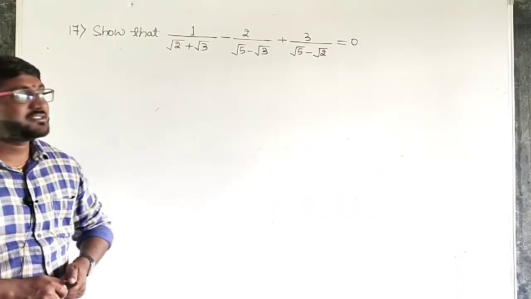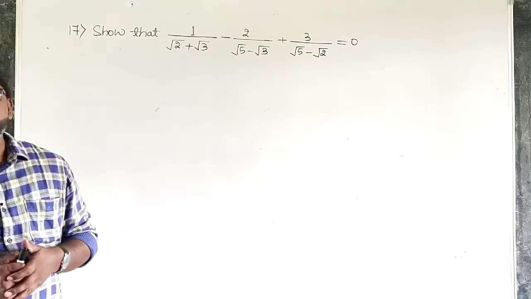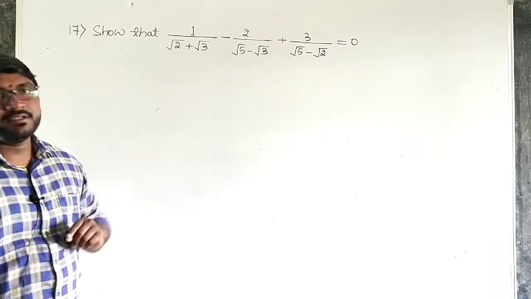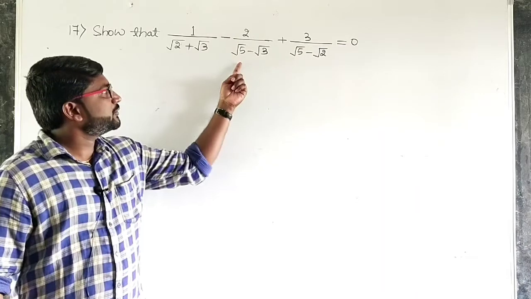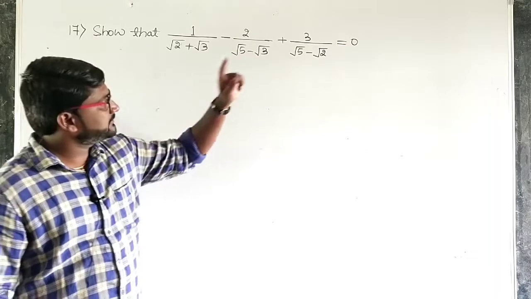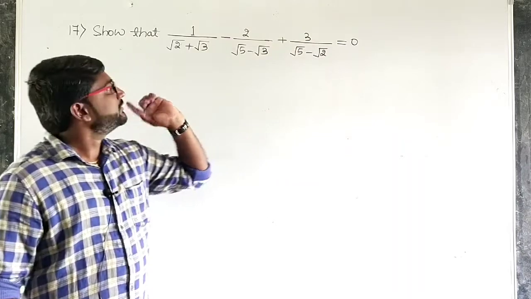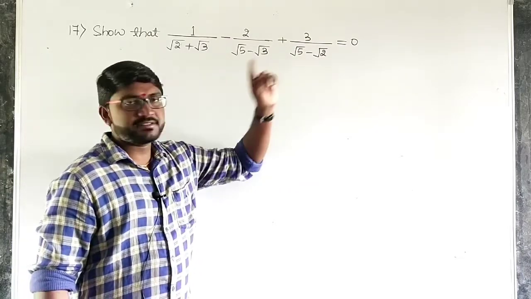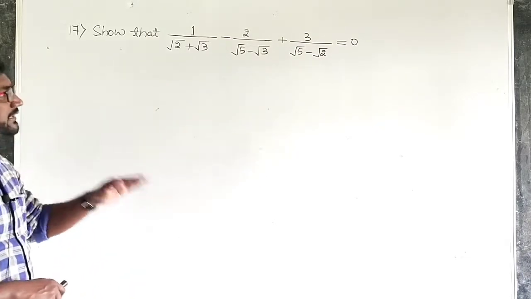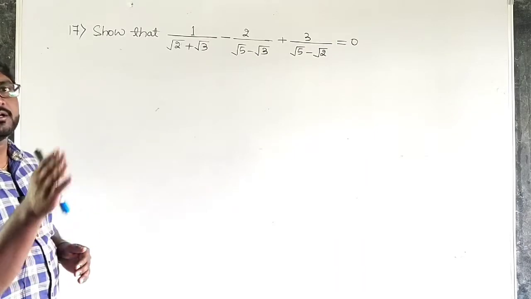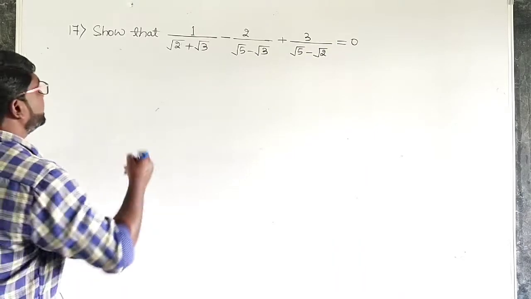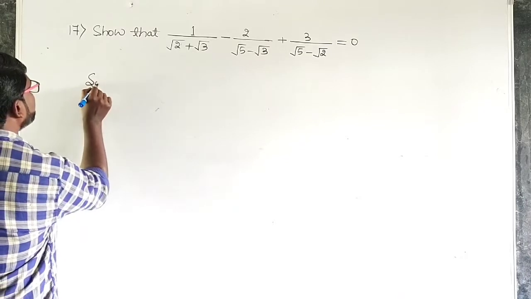So the 17th question it is, show that 1 divided by root 2 plus root 3, then minus 2 divided by root 5 minus root 3 plus 3 divided by root 5 minus root 2 which is equals to 0. So here I take this entire term as LHS. After solving the LHS, at the end we should get 0, that will be our required RHS. So let us go ahead with this.